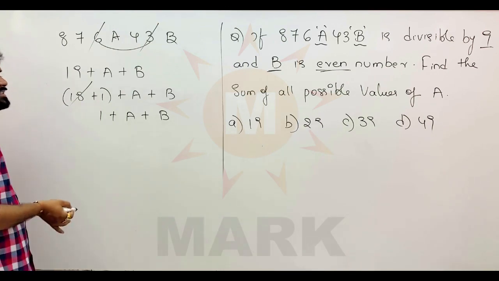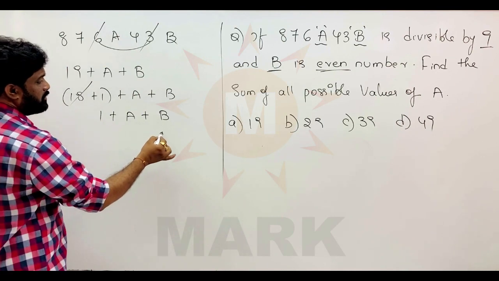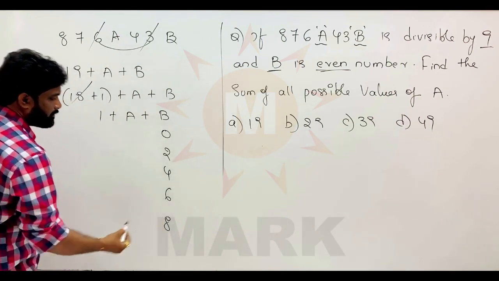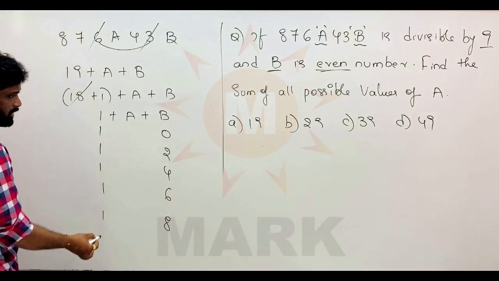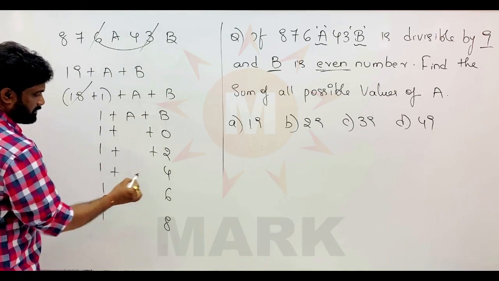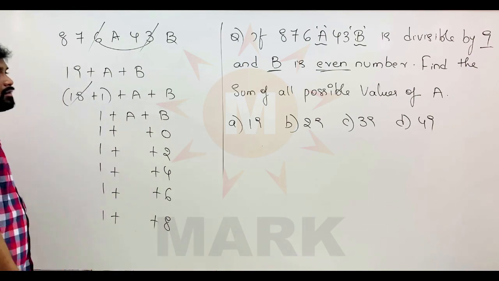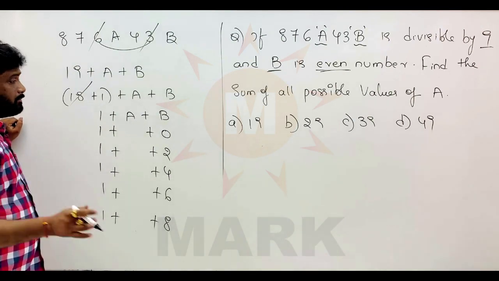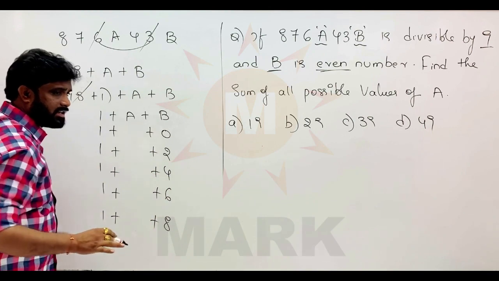And here in this case he is saying that B is an even number. So clearly B can have the values of 0, 2, 4, 6 and 8. Okay, here 1 is there anyway. Now, B is an even number, so I have taken all the even number values 0, 2, 4, 6, 8.